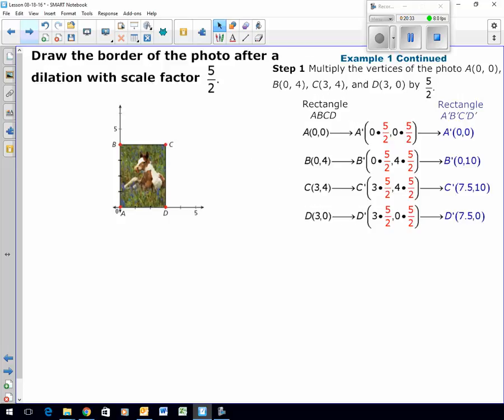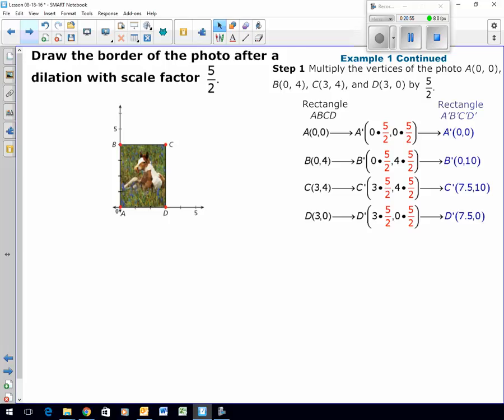Okay? All right. You don't have to write this down, just look up here, please. You have a nice picture of a pony. Okay? It's a picture of a pony. All right? It says draw the border of the photo after a dilation with scale factor 5/2.